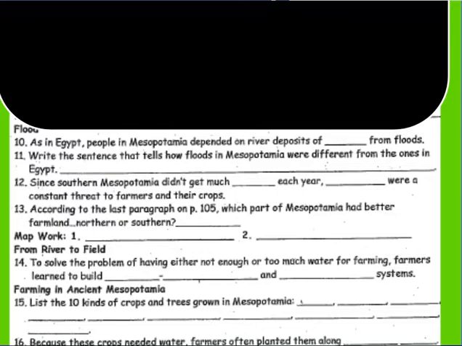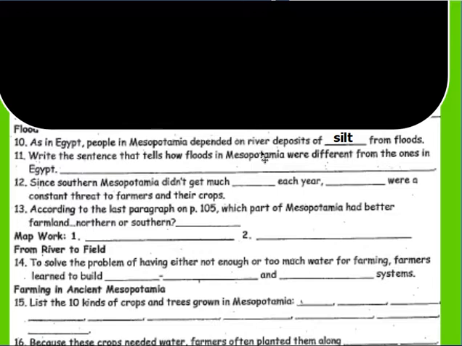So question 10 says, as in Egypt, people in Mesopotamia depended on river deposits of something from floods. Well, the something that they're talking about is good, rich dirt. That's what made the Fertile Crescent so fertile. That's what made it good for plants to grow in. However, we aren't going to write dirt in here because they called this something else. They called it silt. So they depended on river deposits of silt from floods, which is actually very fine particles of dirt. It carries lots of rich minerals with it, so that's what grows food well.